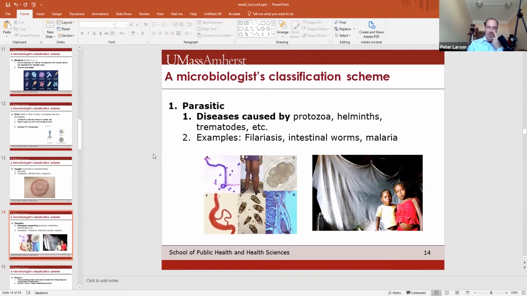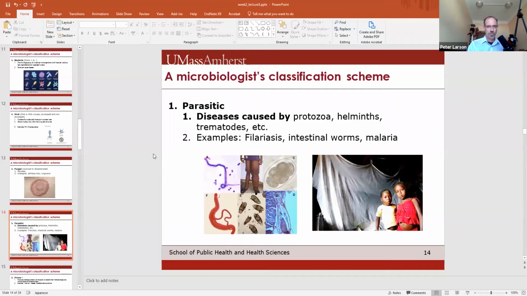Parasitic diseases are caused by protozoa, helminths, trematodes, etc. These are standalone organisms that, in most cases, have sexual reproduction. They require sustenance to reproduce. They often require iron to reproduce. They're organisms just like us in every sense of the word. Examples of this include filariasis, intestinal worms, malaria. There are many of these out there, and we're going to talk a lot about these over the course of the term.